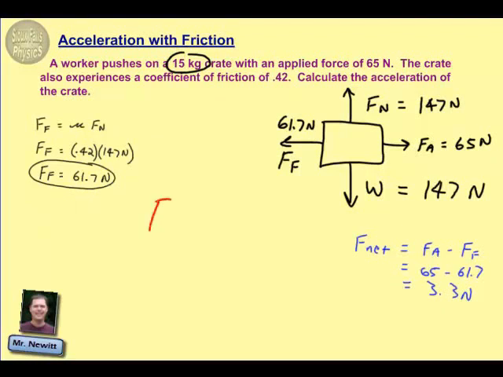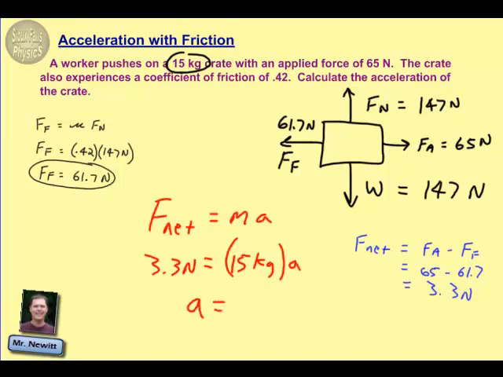So we will put that into net force is equal to mass times acceleration, and we know the net force is 3.3 newtons. The mass of the crate, again, was 15 kilograms. And then I can solve for my acceleration, which in this case will end up equaling 0.22 meters per second squared.